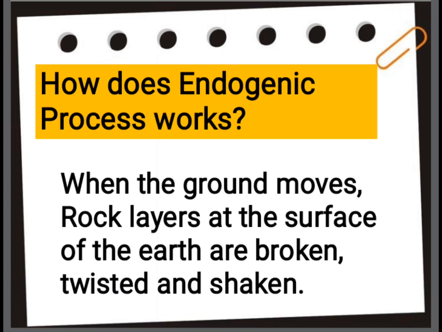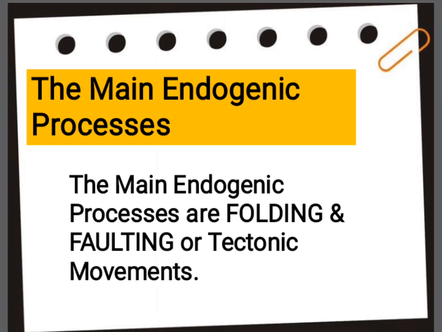So if endogenic processes occur beneath the Earth and are associated with energy, how do they work? Endogenic processes work when the ground moves. Rock layers at the surface are broken, twisted, and shaken. Land is destroyed in many places and created in other places. When the land is shaped by endogenic forces, we call this endogenic processes.